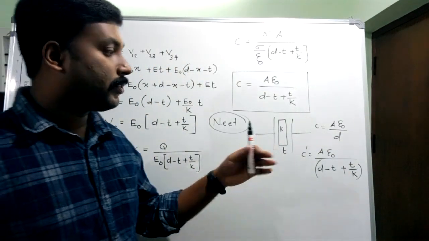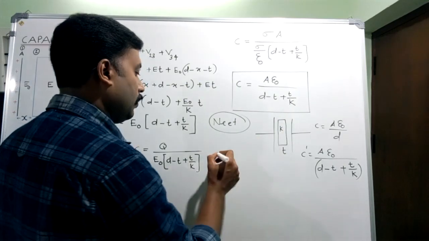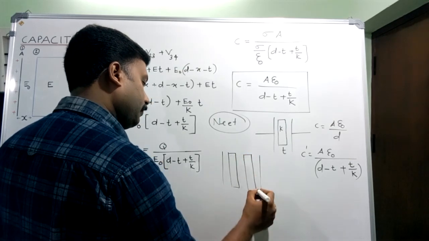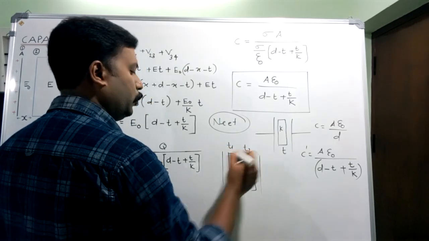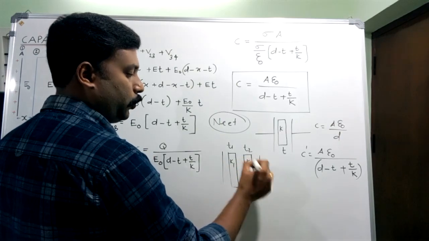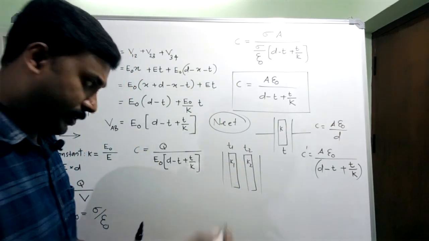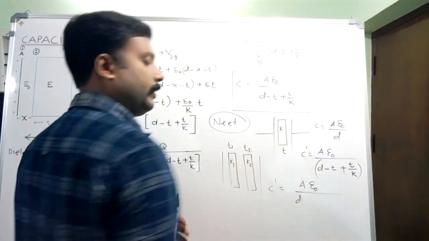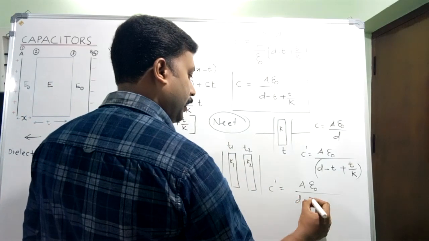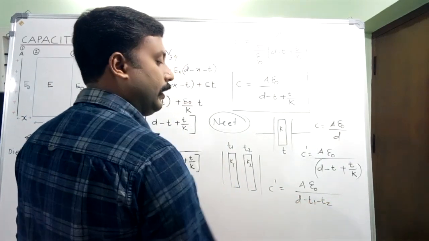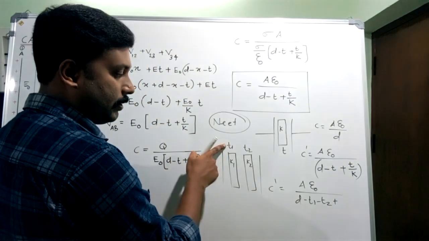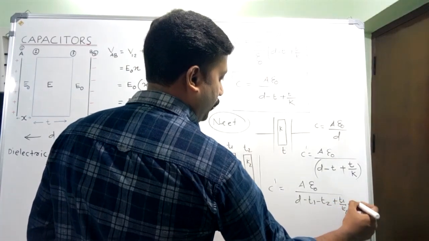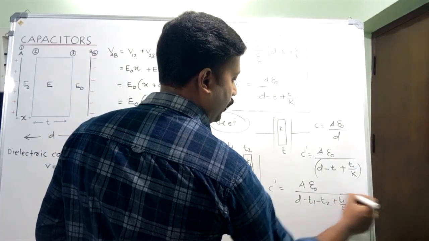How many dielectrics are there? No problem, we can use the same method. For example, in between these two plates we have two dielectric slabs. Their thicknesses are T1 and T2 and the dielectric constants are K1 and K2. What will be the capacitance? It's easy. This capacitance C dash is equal to the normal equation A epsilon naught divided by D, then subtract these thicknesses, minus T1 minus T2, then add the factors, the thickness by its constant: T1 by K1 plus the second one, T2 divided by K2.